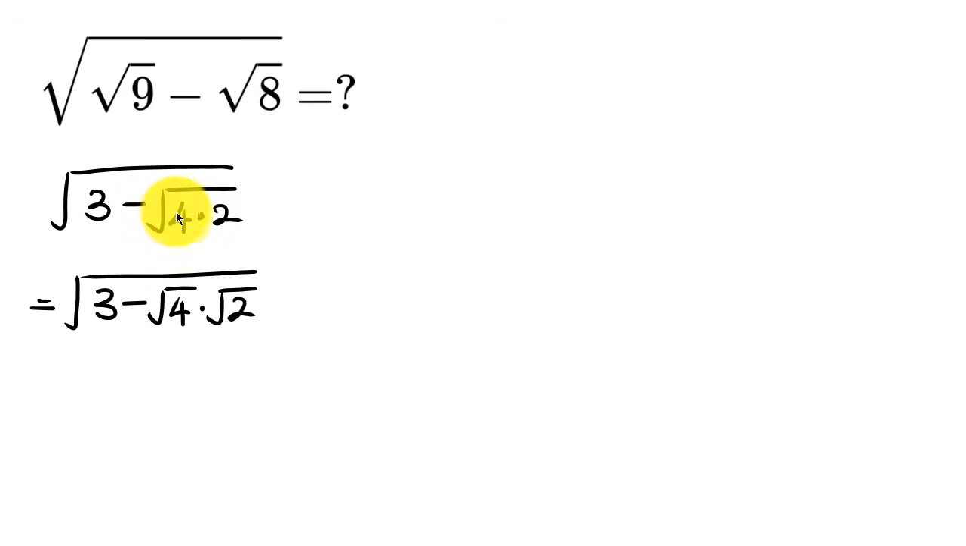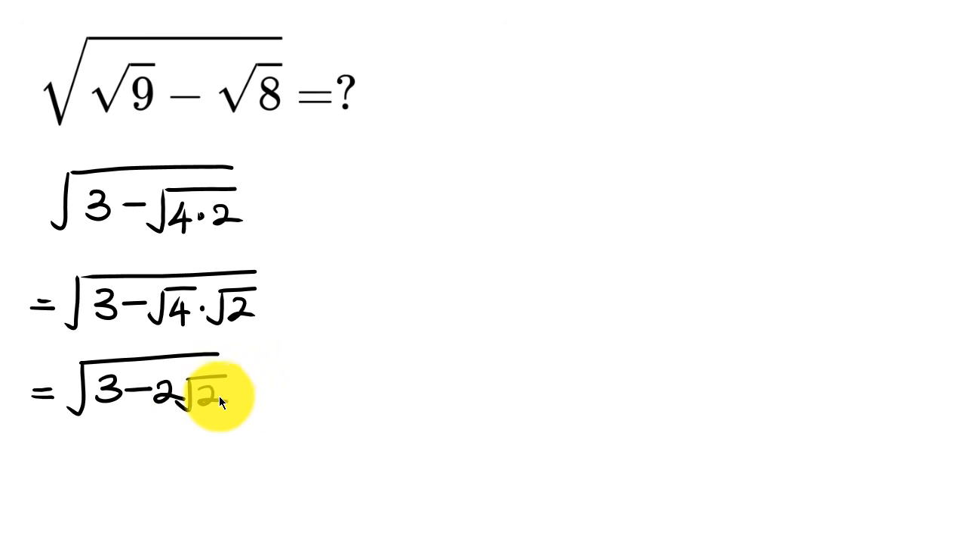It is the same thing. And now simplifying further, we have the square root of 3 minus. Now the square root of 4 is 2 times the square root of 2. So now we've been able to simplify the original expression to what we now have.